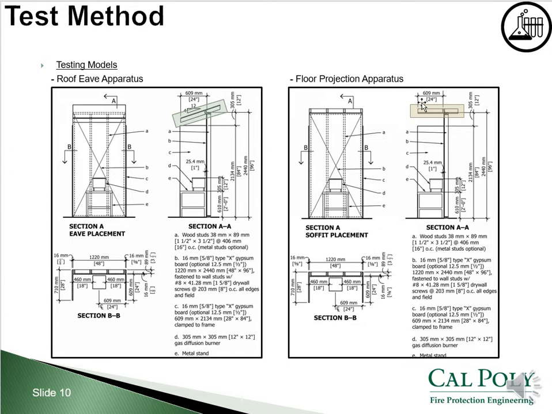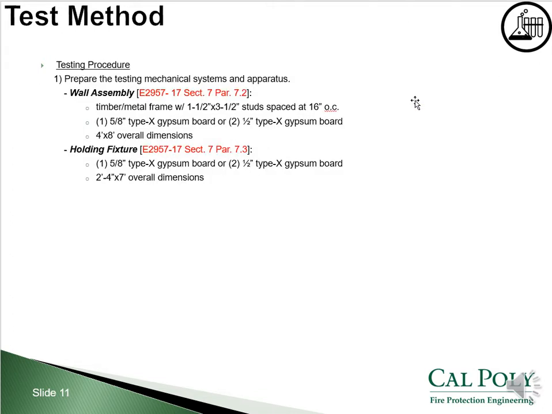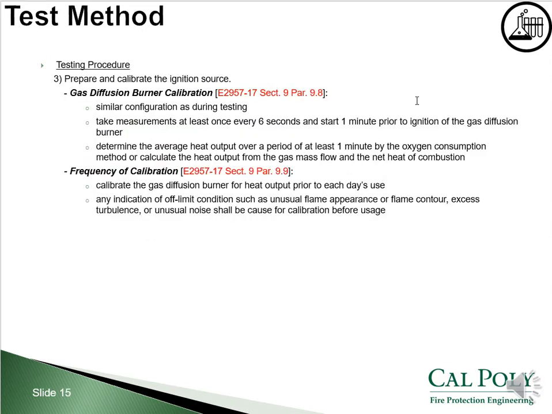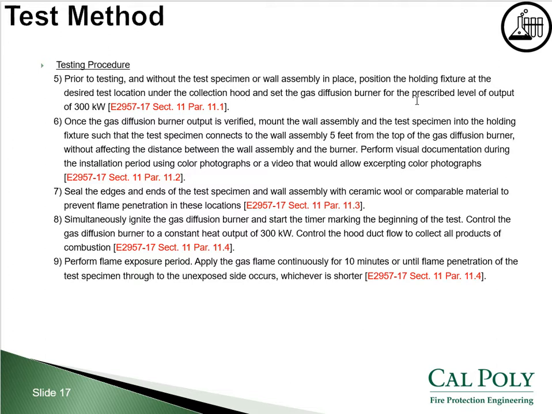How the test method is applied is to follow a 15-step procedure for both of these. Initially, the first 4 steps outline prepping the models. Next, once the burner is turned on to reach the heat release rate of 300 kilowatts, the wall assembly and test specimen are mounted onto the holding fixture. Then at the onset of igniting the burner, perform the 2-stage process of a 10-minute flame exposure period and a 30-minute observation period.